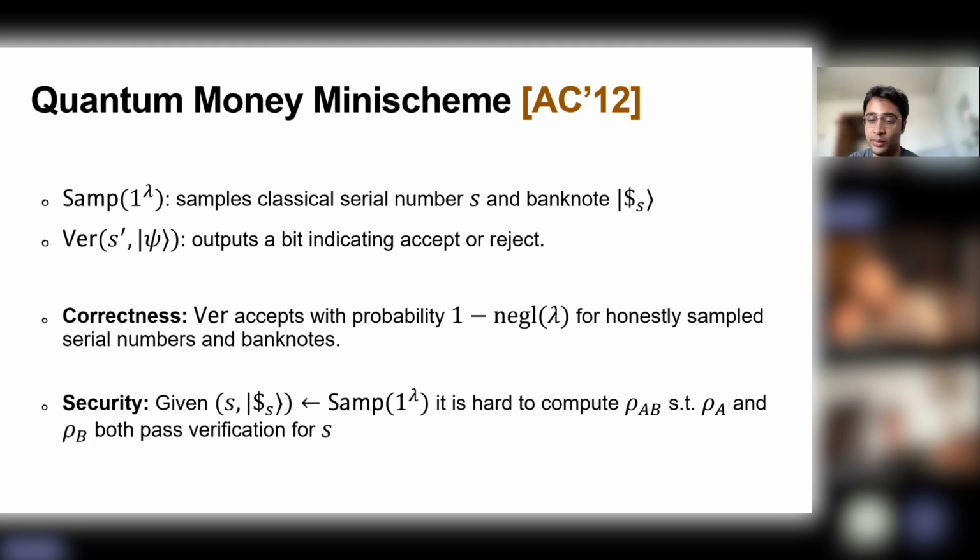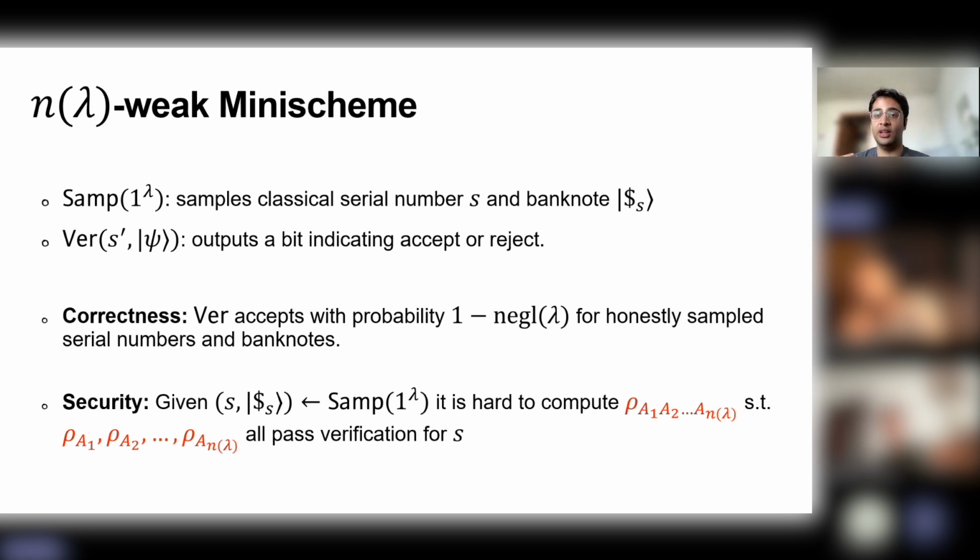So our weakening, the one we obtain, is that you can sample a banknote, but the security property is that given one banknote, it is hard to come up with n banknotes. Maybe it is easy to come up with 3 banknotes or root n banknotes, but there's a polynomial n where coming up with that many banknotes is hard. Now, interesting question: what is the relationship of these weakened mini schemes with full mini schemes? We don't know. We thought about it.